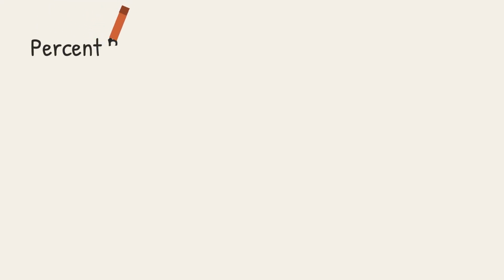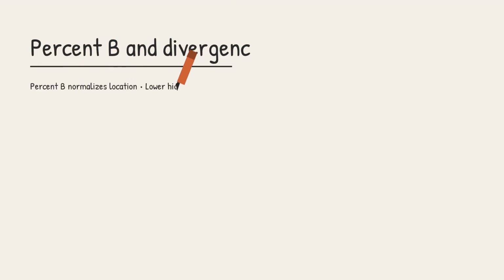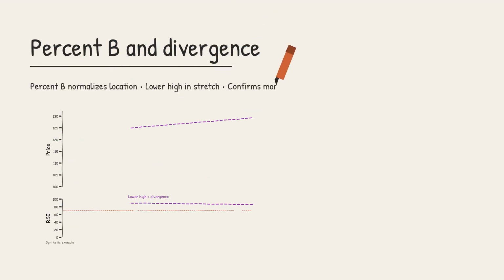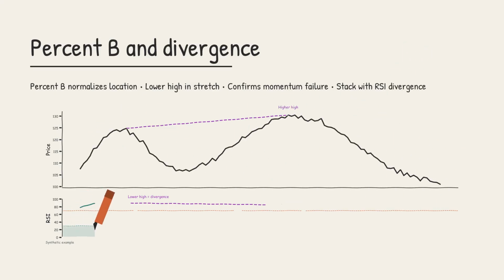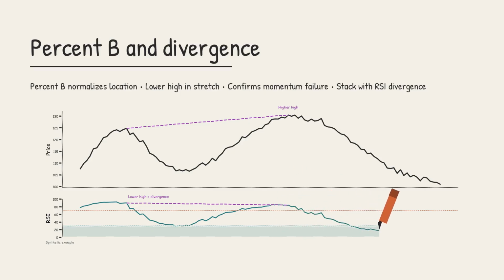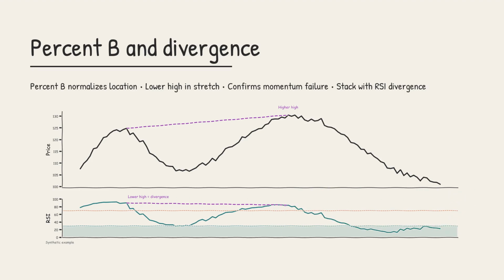%B normalizes price location. 0 is the lower band, 1 is the upper, half is the mean. It lets you spot divergence cleanly. If price prints a higher high but %B prints a lower high, the second push did not stretch as far statistically, even though it went further in price. That is a momentum failure inside the volatility envelope, and it often precedes a reversal back to the middle band. Combine with an RSI divergence for stronger confluence.